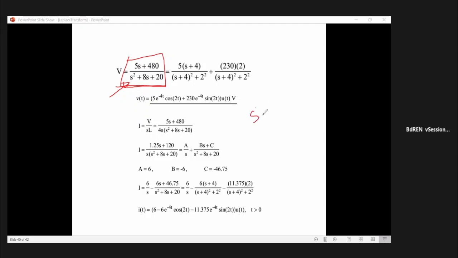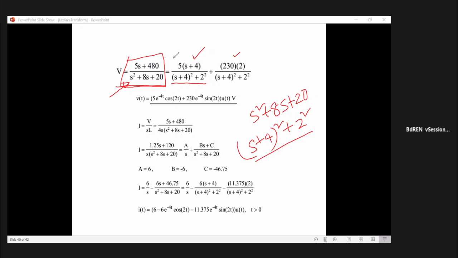You see that our s square plus 8s plus 20 can be represented as (s plus 4) square plus 2 square, isn't it? Yes, sir. So if we can do that, then this is what your denominator. Then in the numerator, you have your 2 terms there, 5s plus 480. You can easily split it into 2 terms. One is 5 times (s plus 4), another is 230 multiplied by 2.